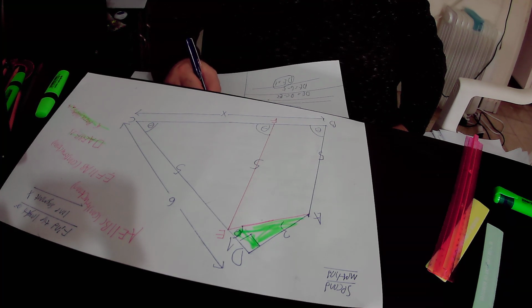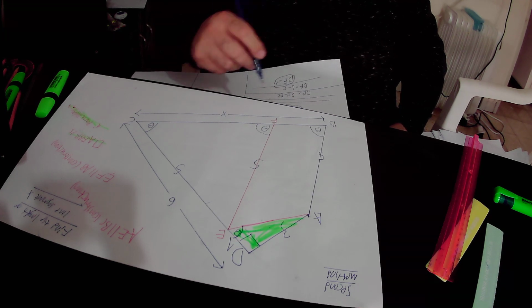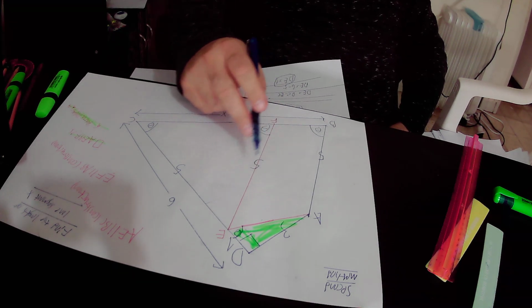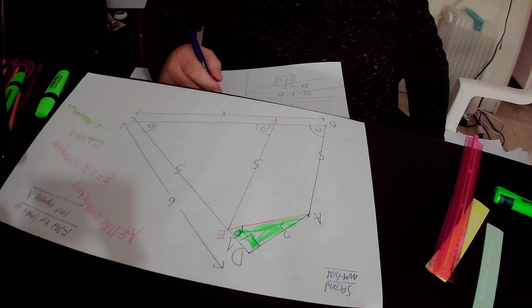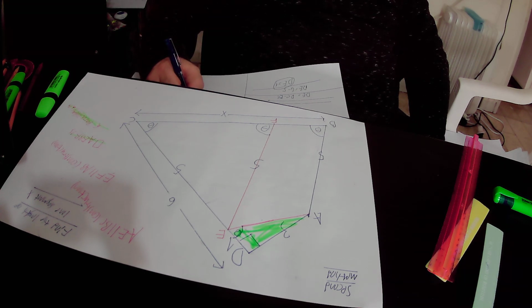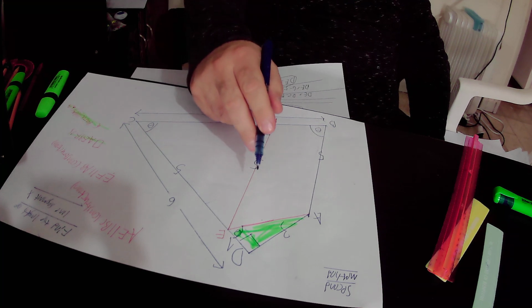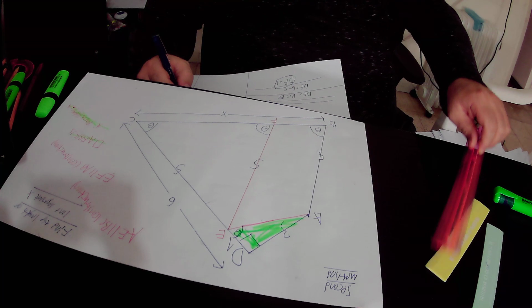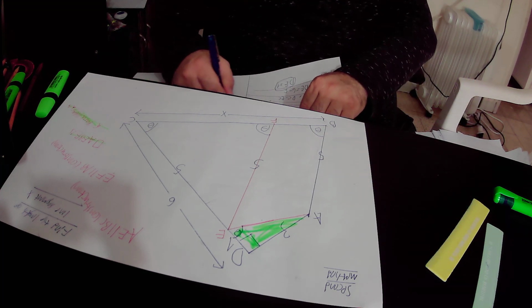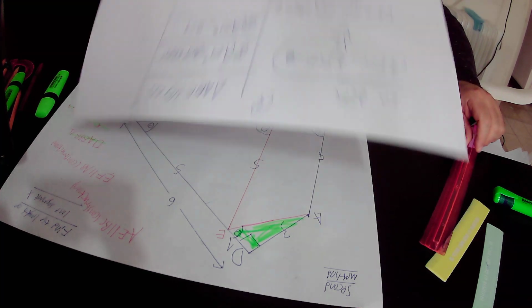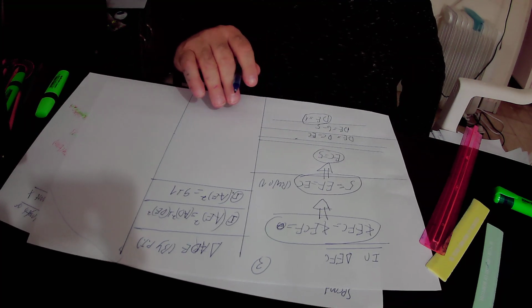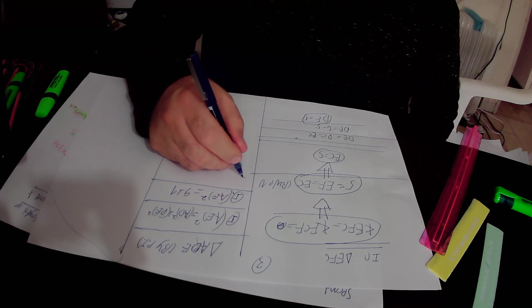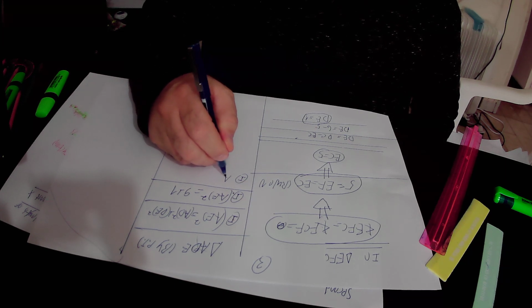AE squared equals AD squared. AD equals 3 units, according to what is given in the question, so AD squared is 3 squared, that is 9, plus DE squared. DE equals 1, so DE squared is 1 squared, that is 1. So in conclusion, according to equation number 1, AE squared equals 9 plus 1, that is 10.